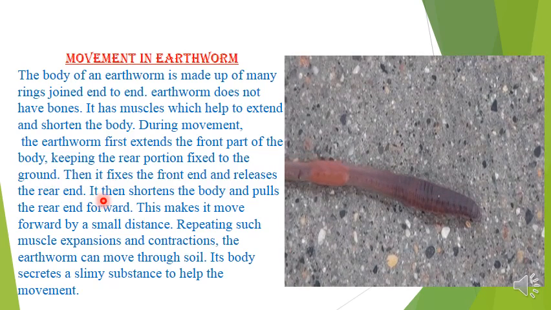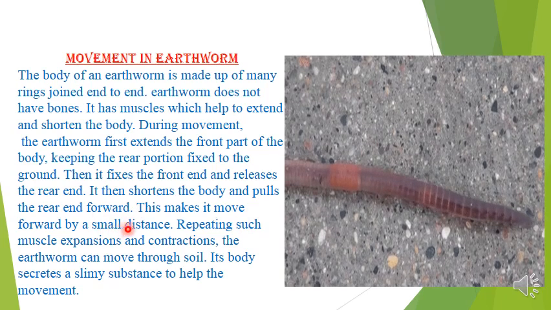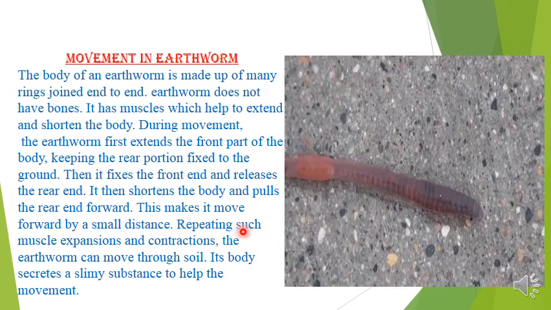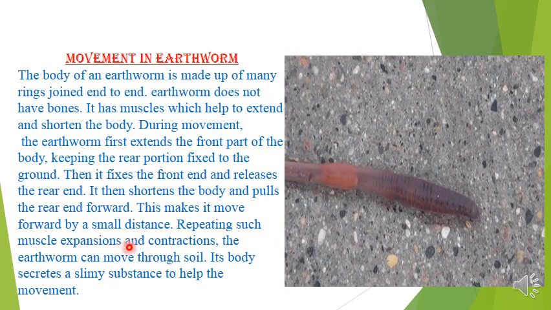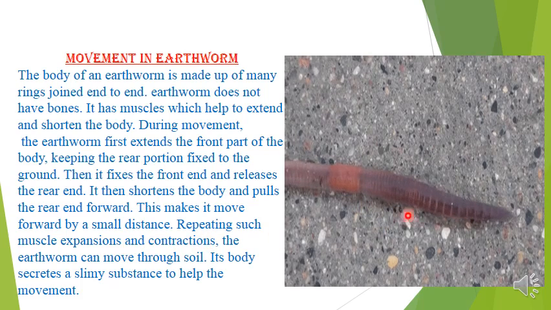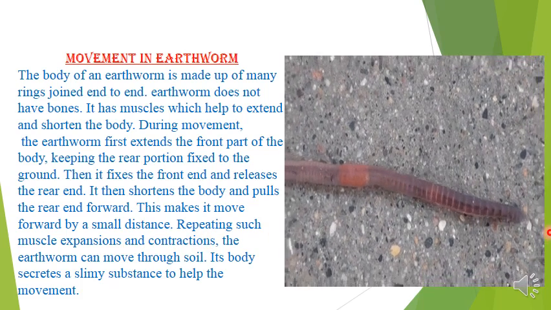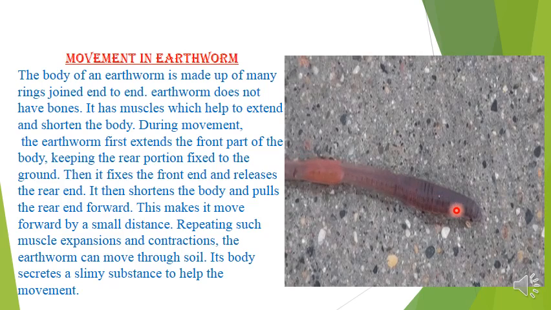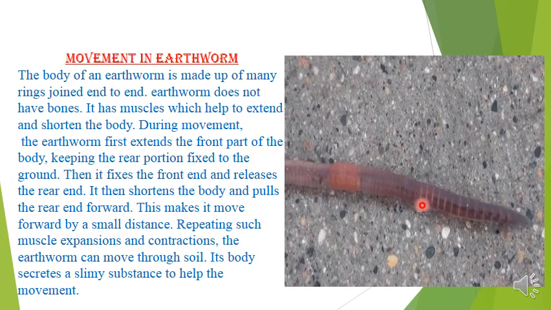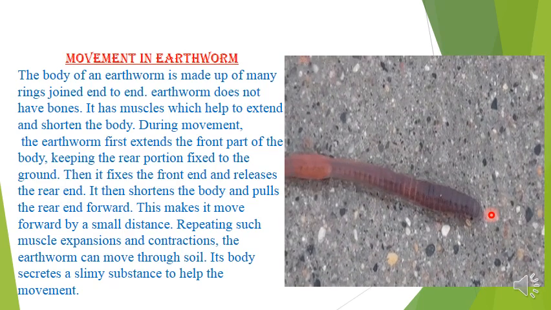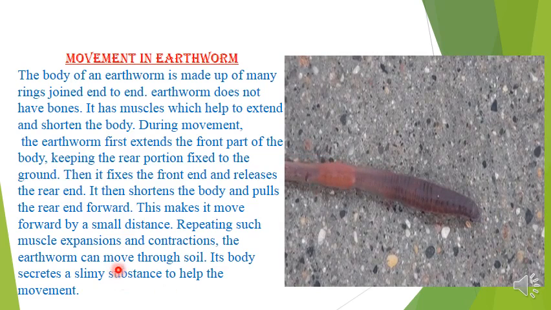It then shortens the body and pulls the rear end forward. This makes it move forward by a small distance, repeating such muscle expansion and contraction. Expansion means extending, you can see now it is expanding. The muscles expand, whereas now you can see the contraction. Here it becomes shortened, while expanding it becomes larger. The earthworm can move through soil.